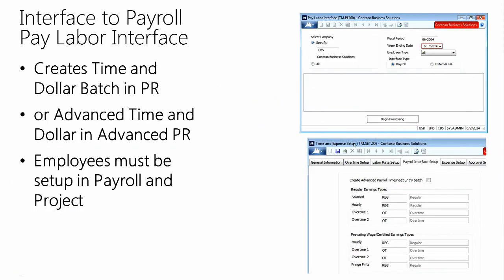This is a screenshot of the interface that I showed you before. This is an example of the time and expense setup. When we do payroll interface, we can have our salaried accounts. So if it's salary, it can go to regular, as well as overtime can go to the overtime earnings type as well.